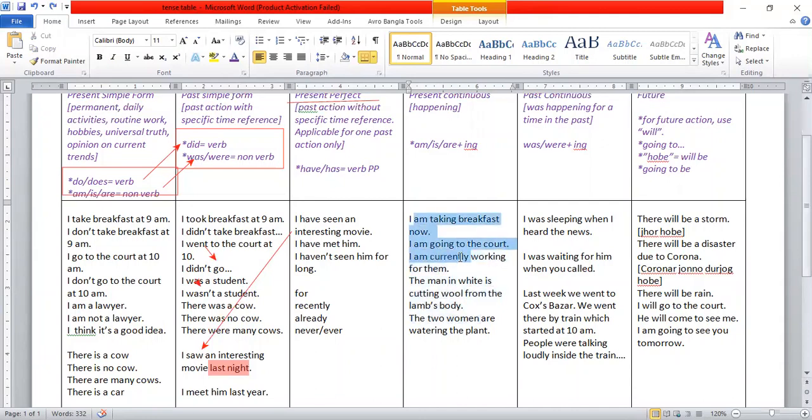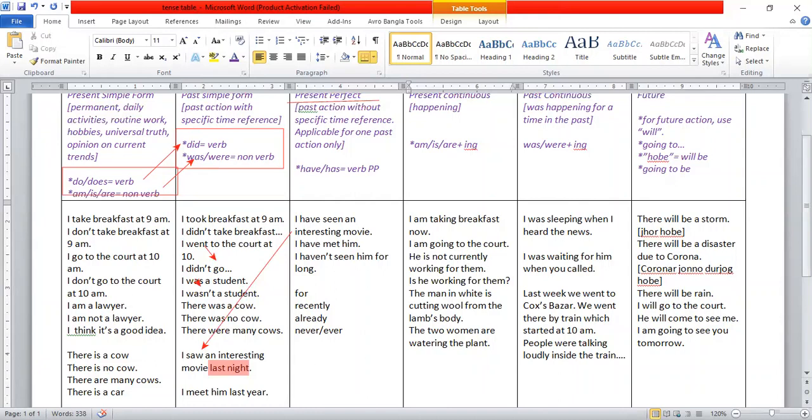There is no other auxiliary verb, only am, is, are. I'm taking breakfast, I'm not taking breakfast, I'm currently working for them. So if you change the subject, he is currently working for them, or he is not currently working for them. That is also applicable according to the subject. So for this one, am, is, are is there. Just use not for negative, or use it at the start to make a question. For example, if you want to make it a question, is he working for them? Right? All right.